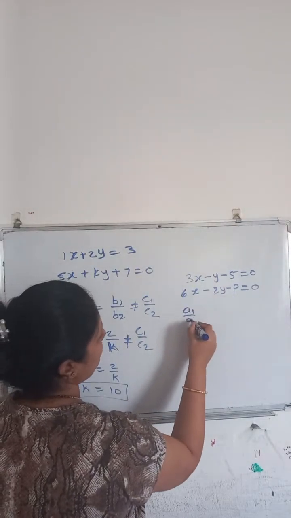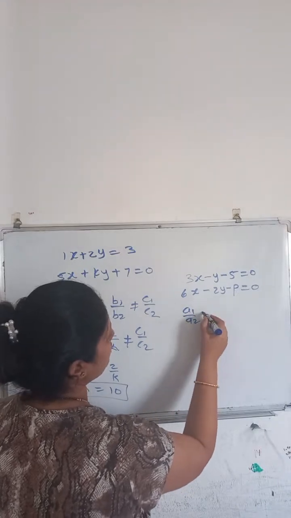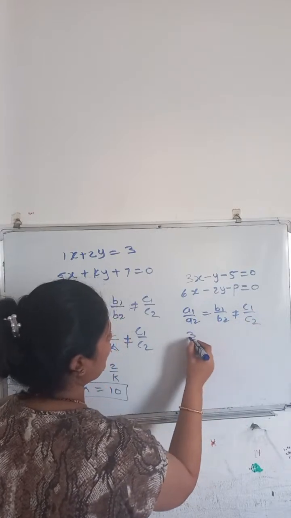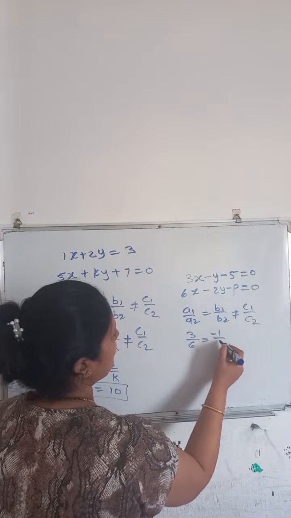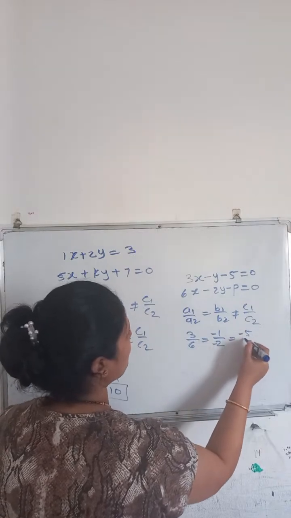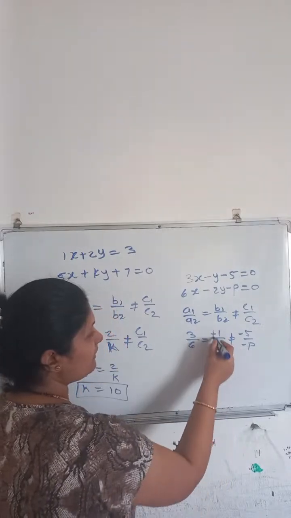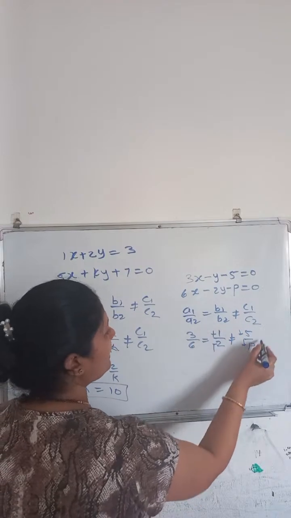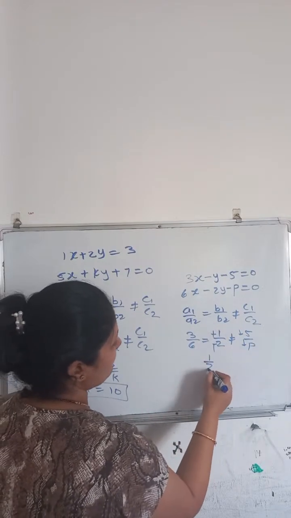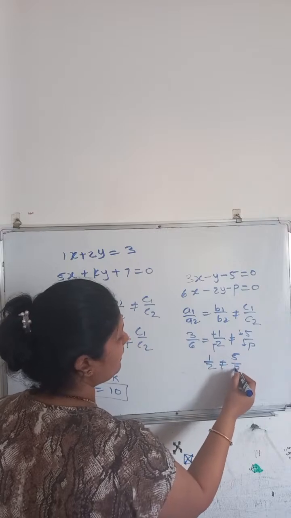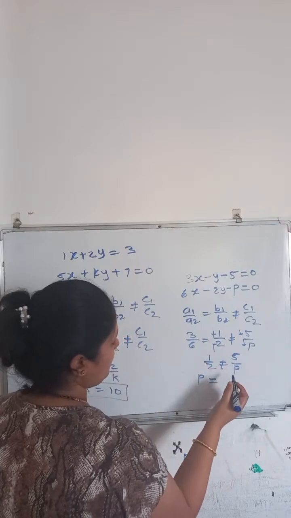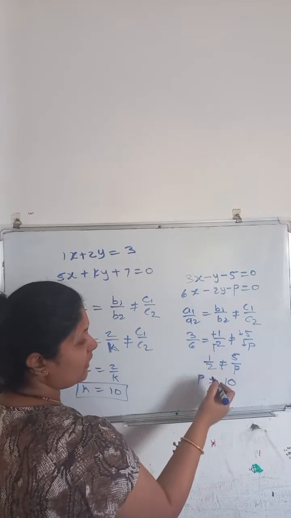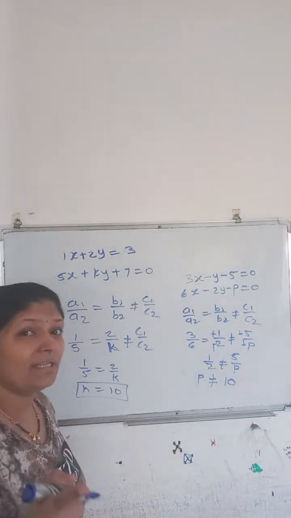If I am taking A1 by A2 is equal to B1 by B2 is not equal to C1 by C2, that is 3 by 6 is equal to minus 1 by minus 2 is not equal to minus 5 by minus P. Minus gets cancelled. I am interested in P, so you can take anything. Means 1 by 2 is not equal to 5 by P. Then just cross multiply, you will get P is equal to 10. But here this sign is not equal to, so the answer is P is not equal to 10.